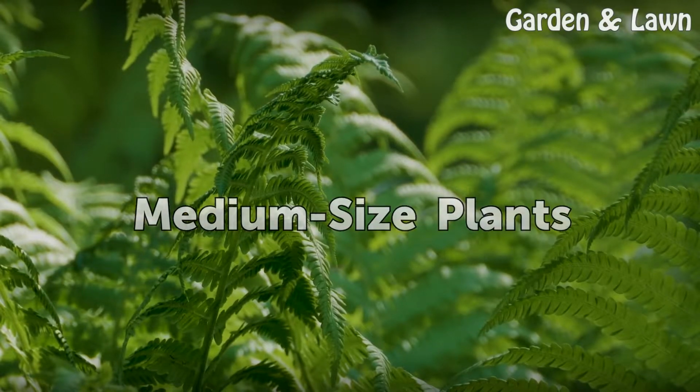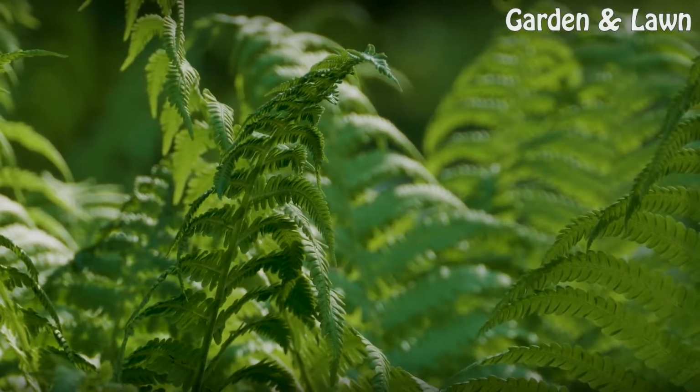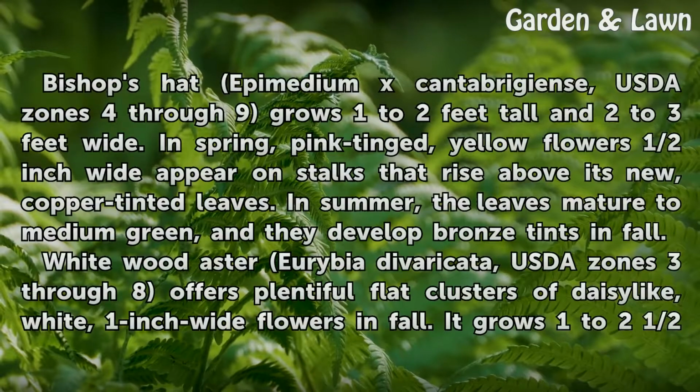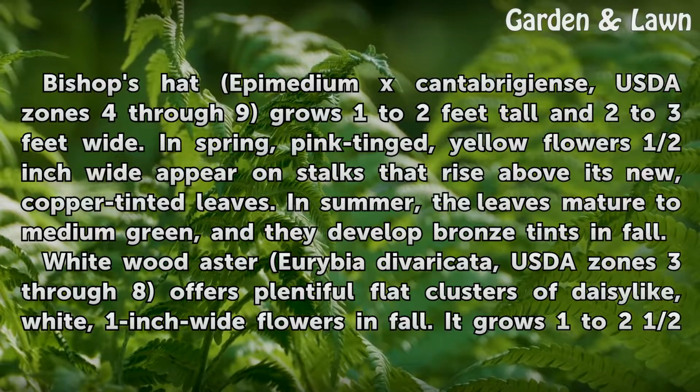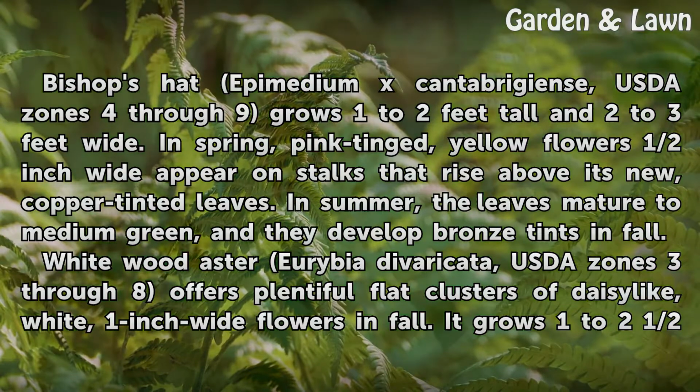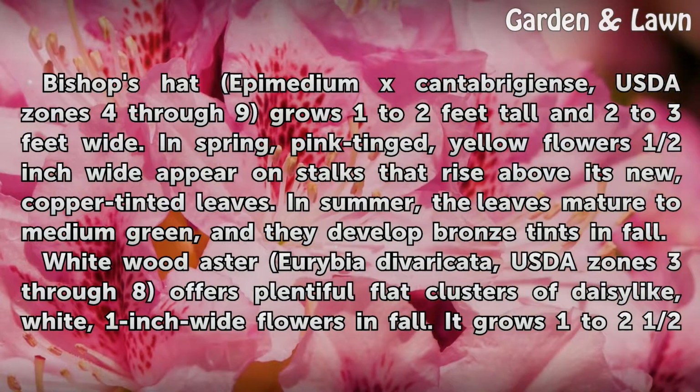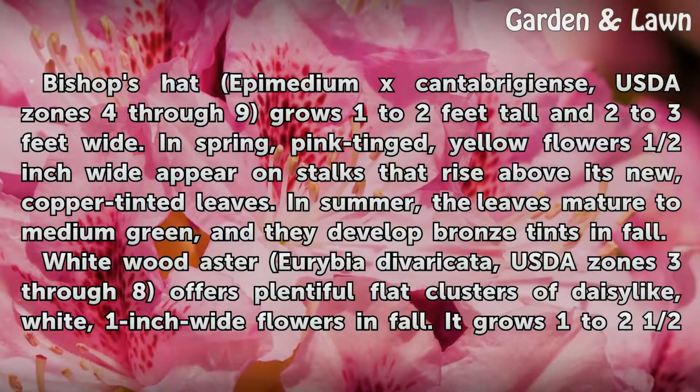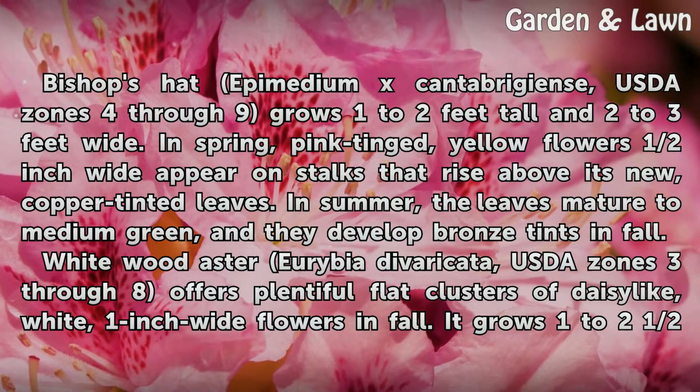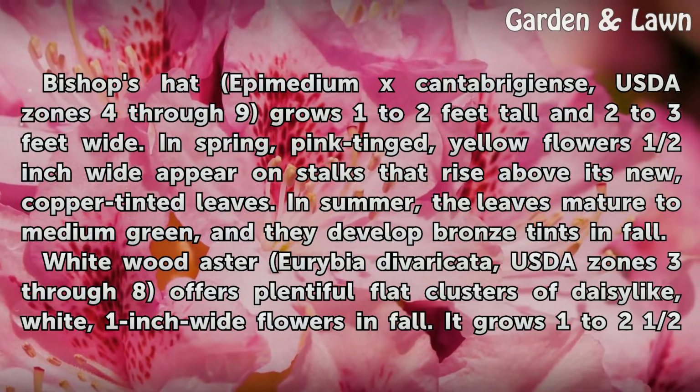Medium-sized plants. Bishop's hat, Epimedium x cantabrigiense, USDA zones 4 through 9, grows 1 to 2 feet tall and 2 to 3 feet wide. In spring, pink-tinged, yellow flowers half-inch wide appear on stalks that rise above its new, copper-tinted leaves. In summer, the leaves mature to medium green, and they develop bronze tints in fall.